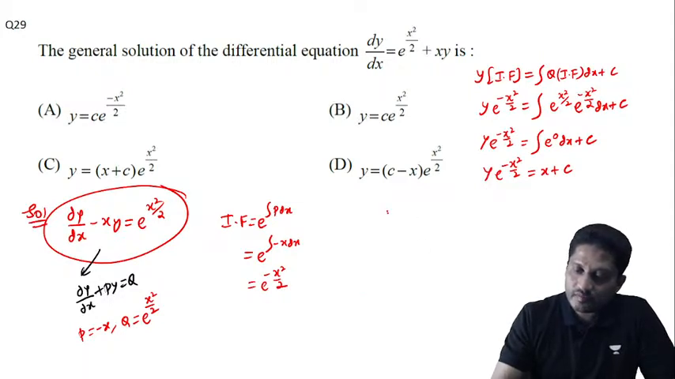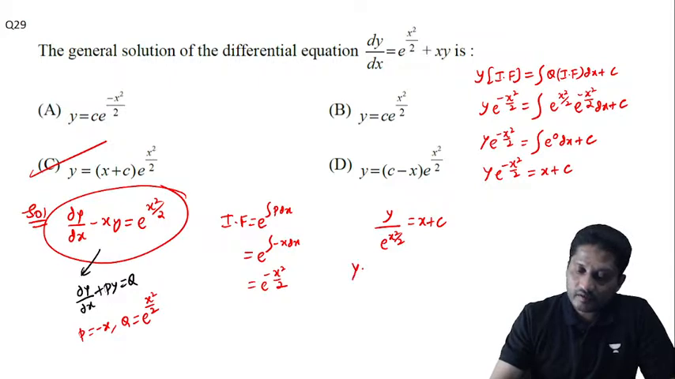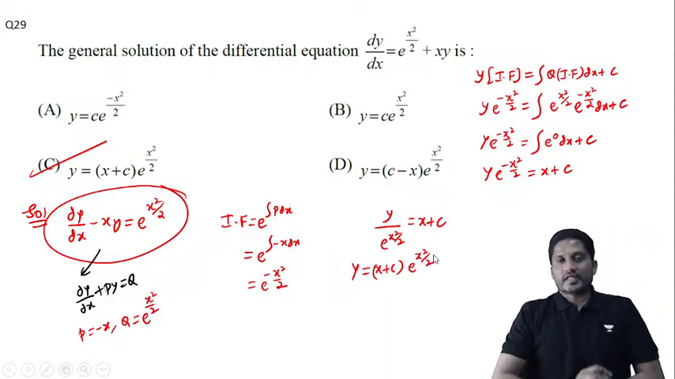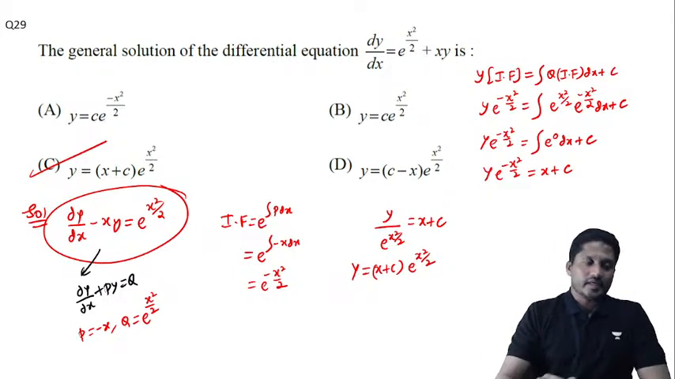Now I can write this as y divided by e power x square by 2 is equal to x plus c. If you cross multiply, you will get option C only, that is x plus c into e power x square by 2. Right, good question guys. It's a question on linear differential equation. Just bring it to standard form and integrate.